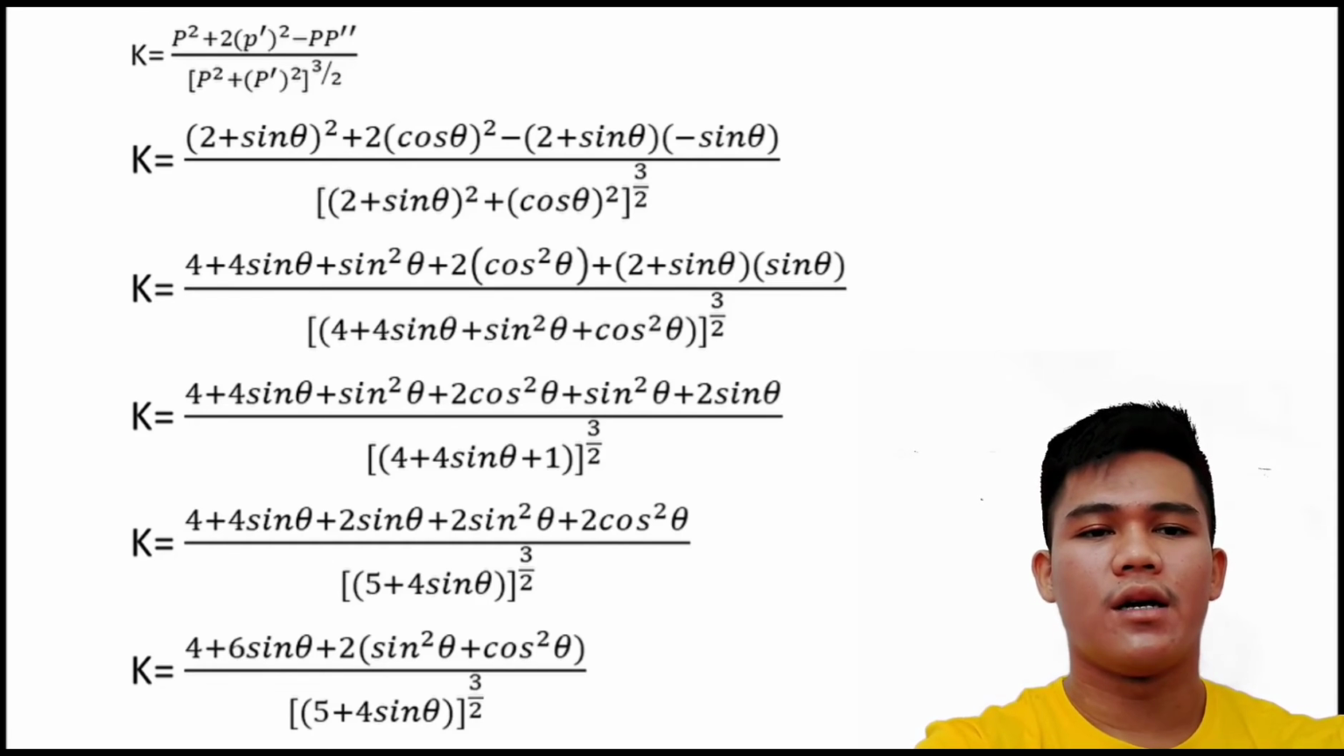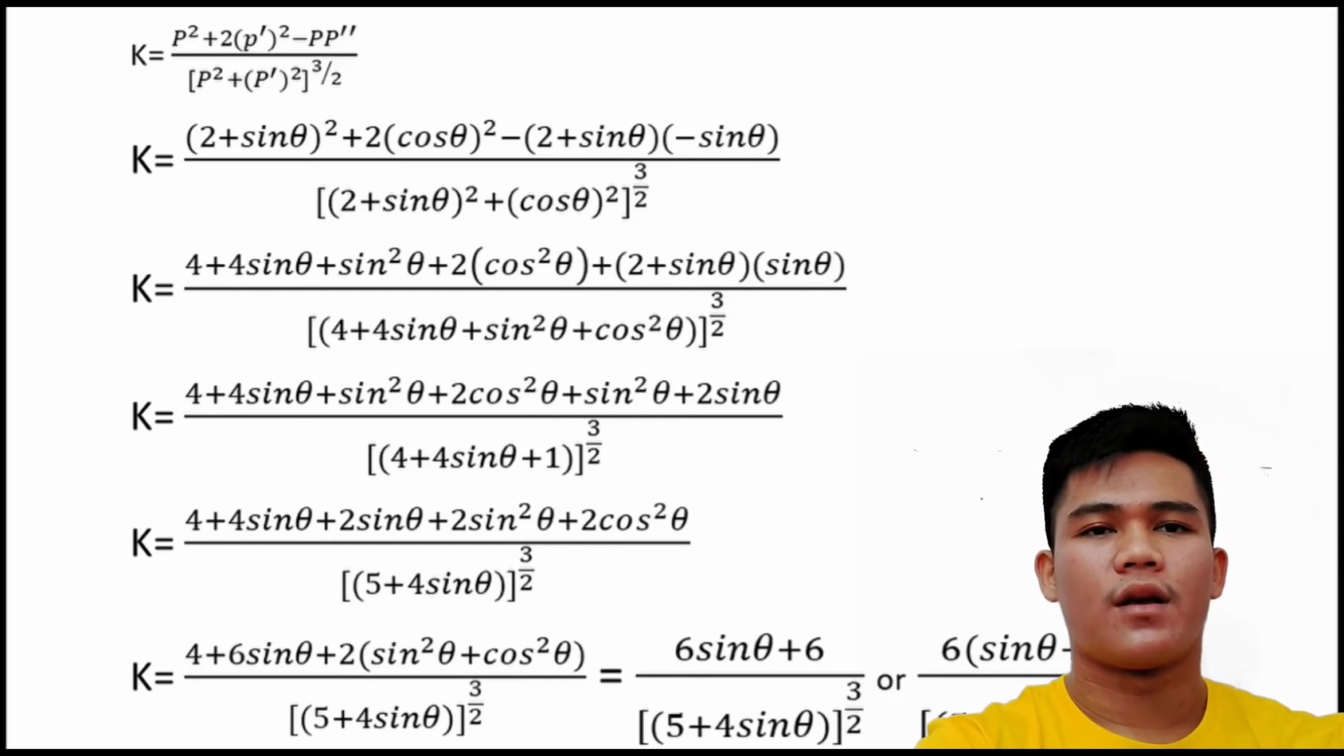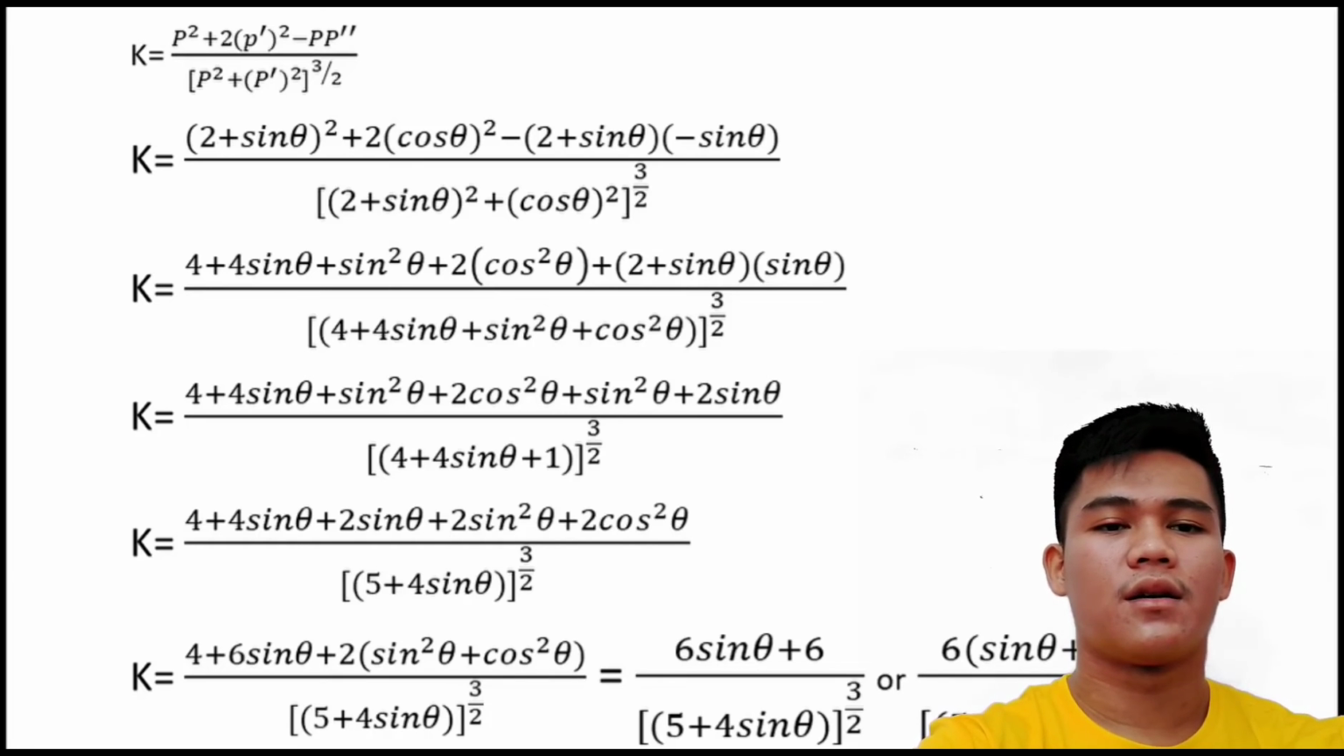plus 2 sine squared theta plus cosine squared theta over 5 plus 4 sine theta to the power of 3 over 2. So we apply the trigonometric identities, or the Pythagorean identities, which is sine squared theta plus cosine squared theta is equal to 1. So this is 2 times 1 is equal to 2, and 4 plus 2 is equal to 6.